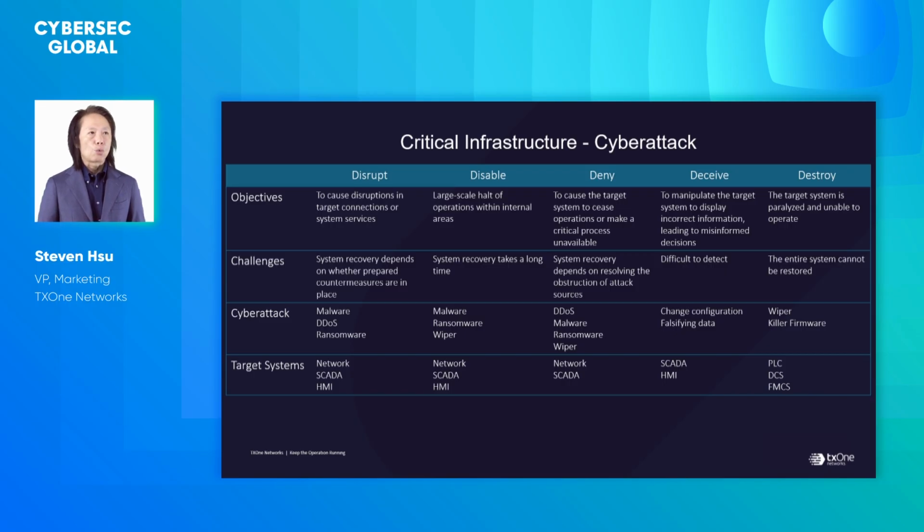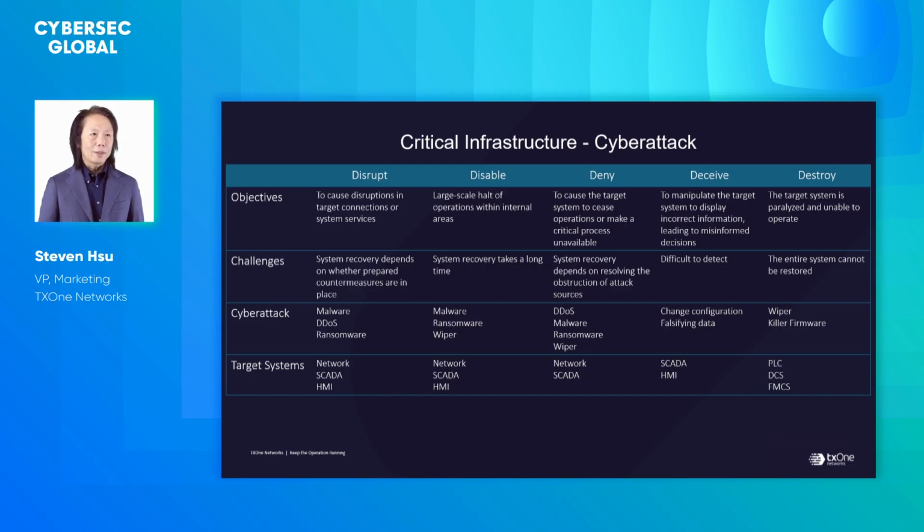Let's take disruption as one example. The main purpose and objective is to cause the system to be unable to work temporarily, or the system network to go down. So the challenge really depends on how well you prepare the countermeasure in advance. The possible attacks: DDoS is pretty common. Also leveraging malware or ransomware. The target system could be the system network, SCADA system, or HMI.